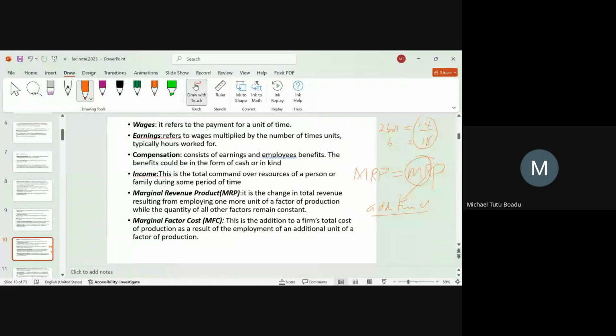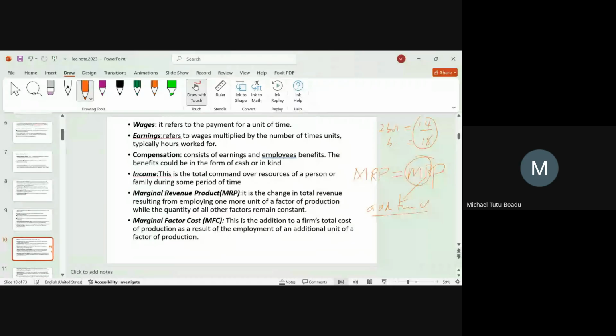So it's the change in total revenue resulting from employing 1 more unit of a factor of production, while the quantity of all other factors remain constant. How selling an additional unit of a commodity increases your revenue. That is the marginal revenue, additional revenue.